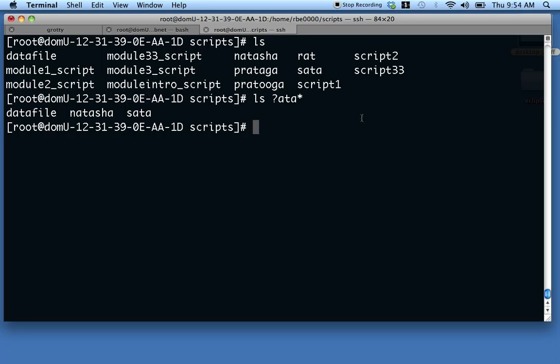So I don't really know what else to say about the question mark and the star. Hopefully that clarifies things. To summarize, if you want to match one single character, you put a question mark. If you want to match 2 characters, you put 2 question marks. If you want to match 3 characters, you put 3 question marks. If you want to match 0 or more characters, you put a star. And then if you're looking for any specific thing, like in this case, we're looking for ATA, then you put specifically what you're looking for.